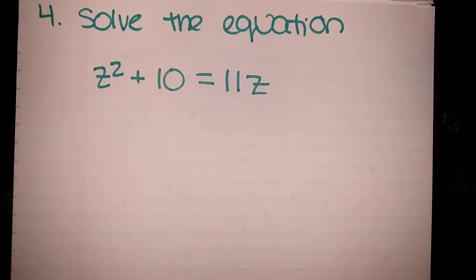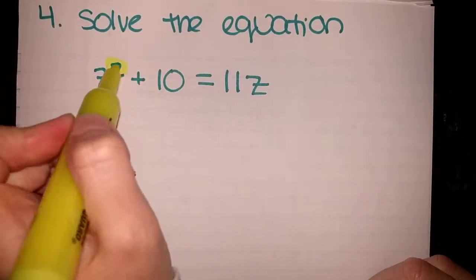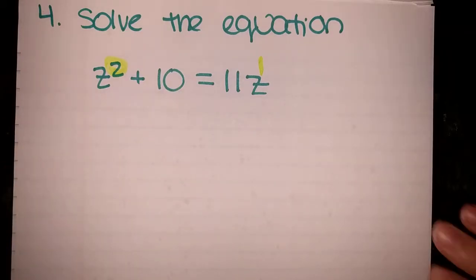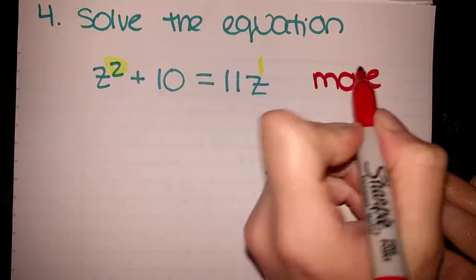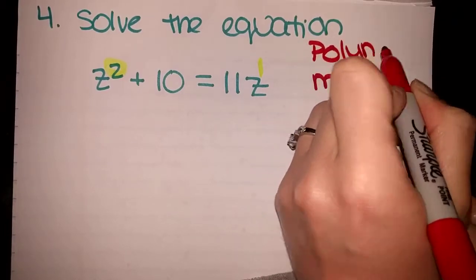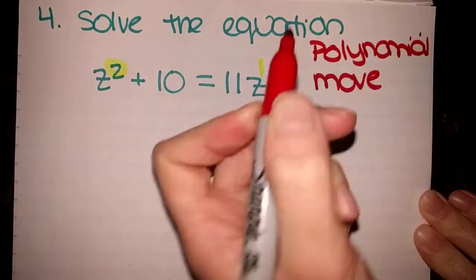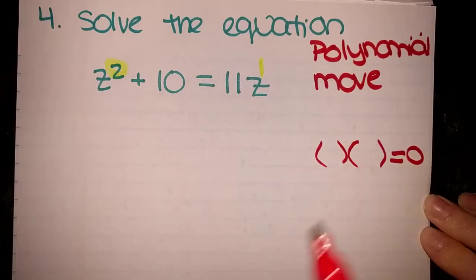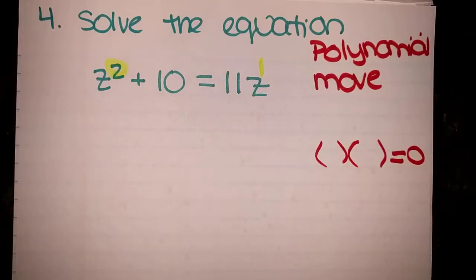First step here is to realize it's a polynomial equation because we have a square, a first power, and a constant. So what we're going to do is start by moving everything over to one side. So it's polynomial, and anytime you have a polynomial equation, you want to get it equal to 0 and then factor and then set those factors equal to 0.